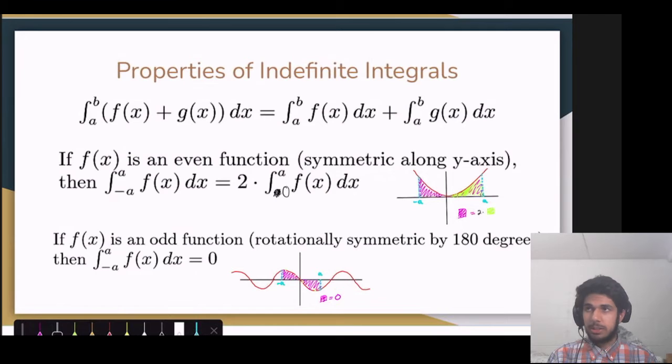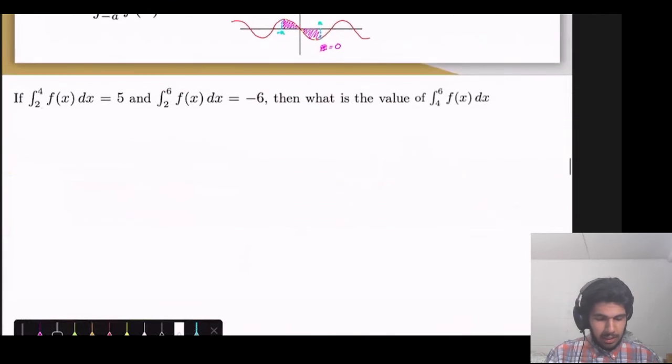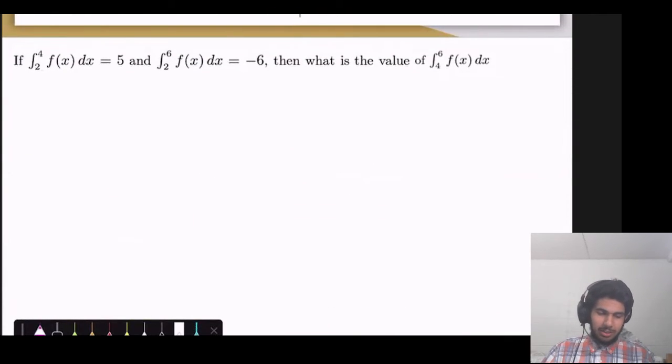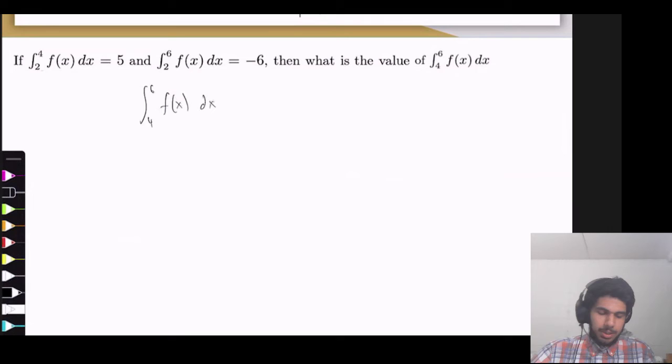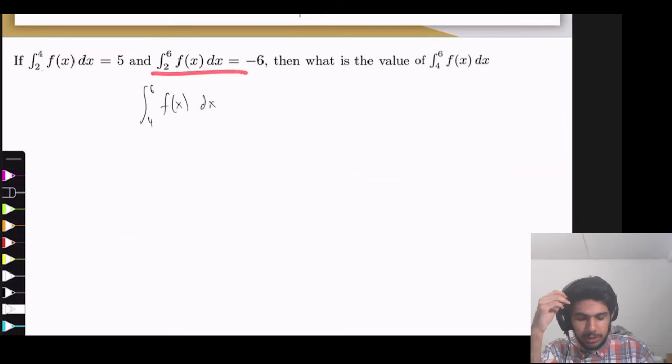Wonderful. Let's move onwards. So we have our first open-ended question, kind of. So we're given two integrals from 2 to 4 and from 2 to 6 of the same function. And we want to know what is the value of the integral from 4 to 6 of f of x dx. Well, let's write it out. So the integral from 4 to 6 of f of x dx. How are we going to find that? Well, let's try to use the other integrals we have.